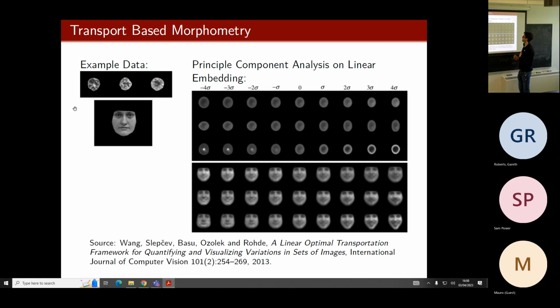Then the third mode of variation is where mass is concentrated. So here mass is concentrated right at the center, here mass is concentrated right on the outside. Okay, and you can do the same thing for faces as well.